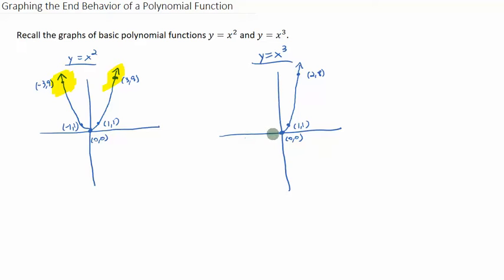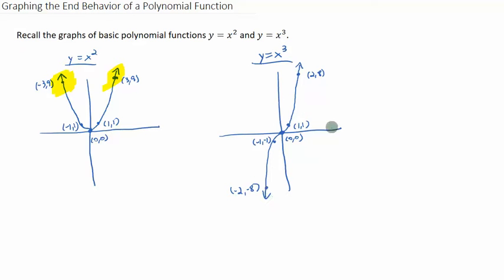If you plug in negative 1 for x, then y is negative 1 to the third power, which is negative 1. So we get the ordered pair negative 1, negative 1. If you plug in negative 2 for x, negative 2 to the third power is negative 8. So y is negative 8. So the left side of this graph goes down.